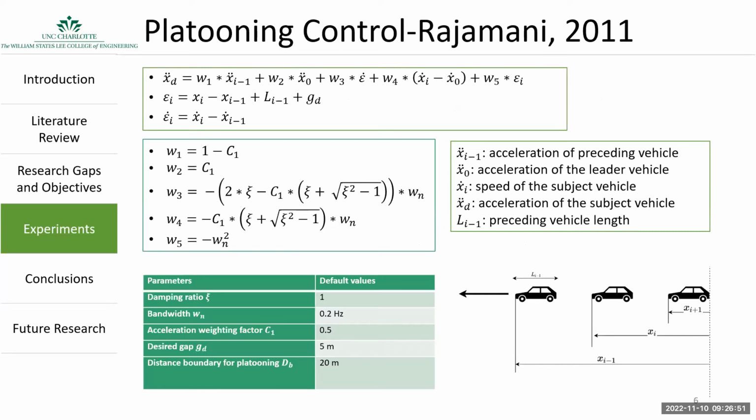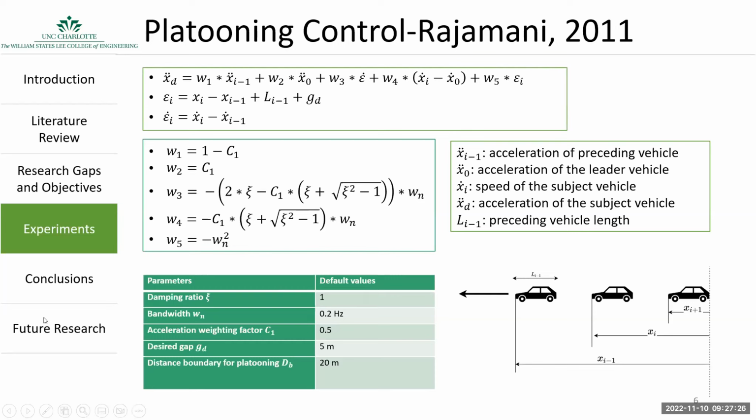And here we go, the platooning. I first touched on the popular model-based platooning control logic introduced by Rajamani. This model allows the following vehicle to dynamically adjust its speed to keep a short distance to the preceding vehicle. As you can see, this model requires the input of the acceleration of the preceding vehicle, the acceleration of the leader vehicle, the speed of the subject vehicle, the acceleration of the subject vehicle, and the preceding vehicle length.